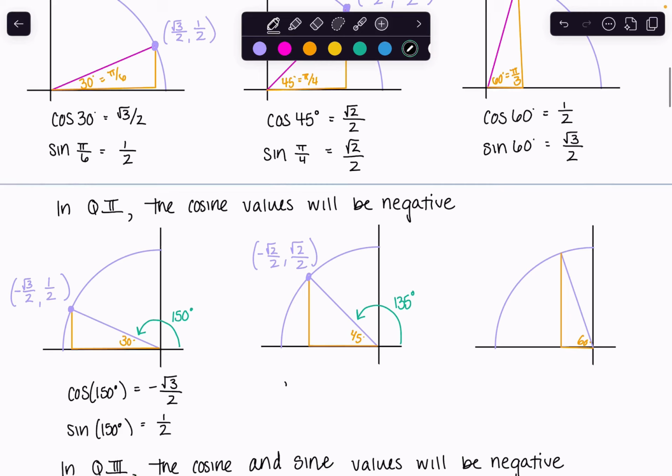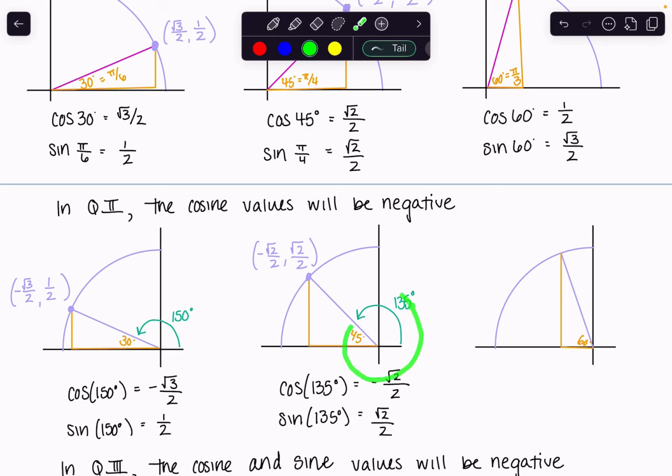So that tells me cosine of 135 degrees would be negative root 2 over 2. Sine of 135 degrees is the y coordinate, which is positive root 2 over 2. And then again, realistically, if I go around more revolutions, as long as my terminal side lands here, you still use the same coordinates to get sine, cosine, tangent of that angle.